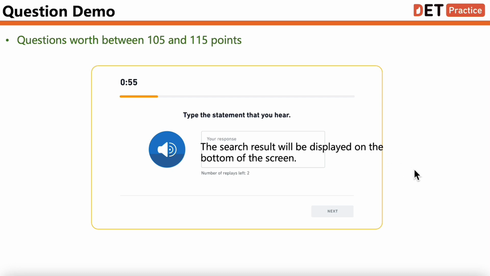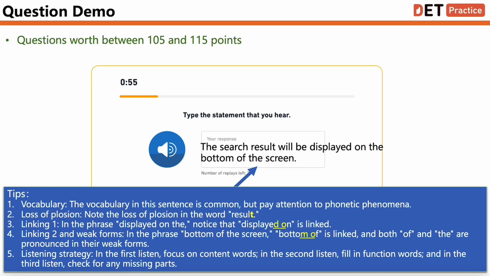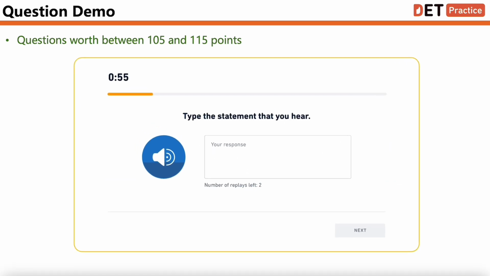The answer is the search results will be displayed at the bottom of the screen. Here, the T sound in results is omitted and displayed links with at. There is also linking in the phrase bottom of. Next, let's try another question.